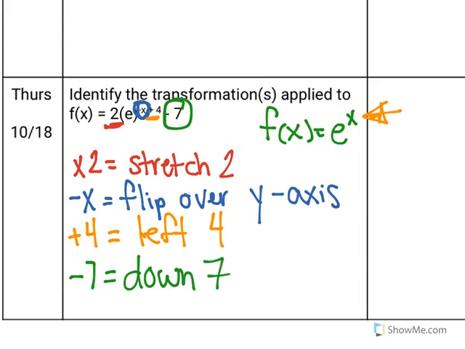So go ahead and repeat this problem 2 more times, and then try the problems on the back.